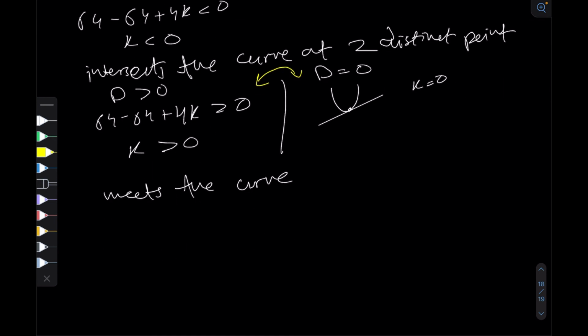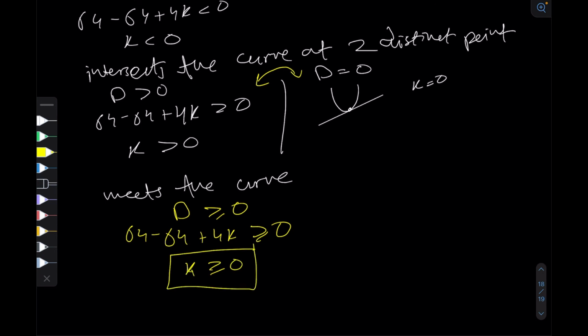So what we can do is set d greater than or equal to 0. This will give us 64 minus 64 plus 4k is greater than or equal to 0. k is greater than or equal to 0, and this is our answer. Alright, so this was discriminants.